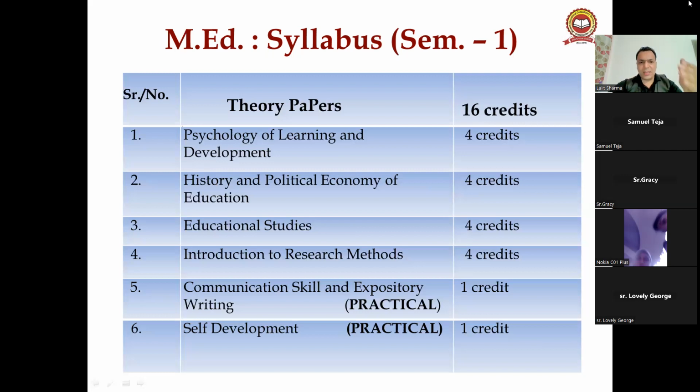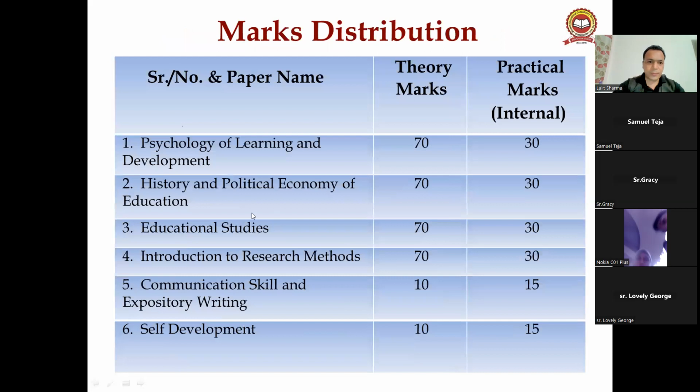In the 4th semester, there are 6 papers. 4 papers are theory papers, and the remaining 2 papers are practical. Okay. Now, in my next slide, we will understand the marks distribution.